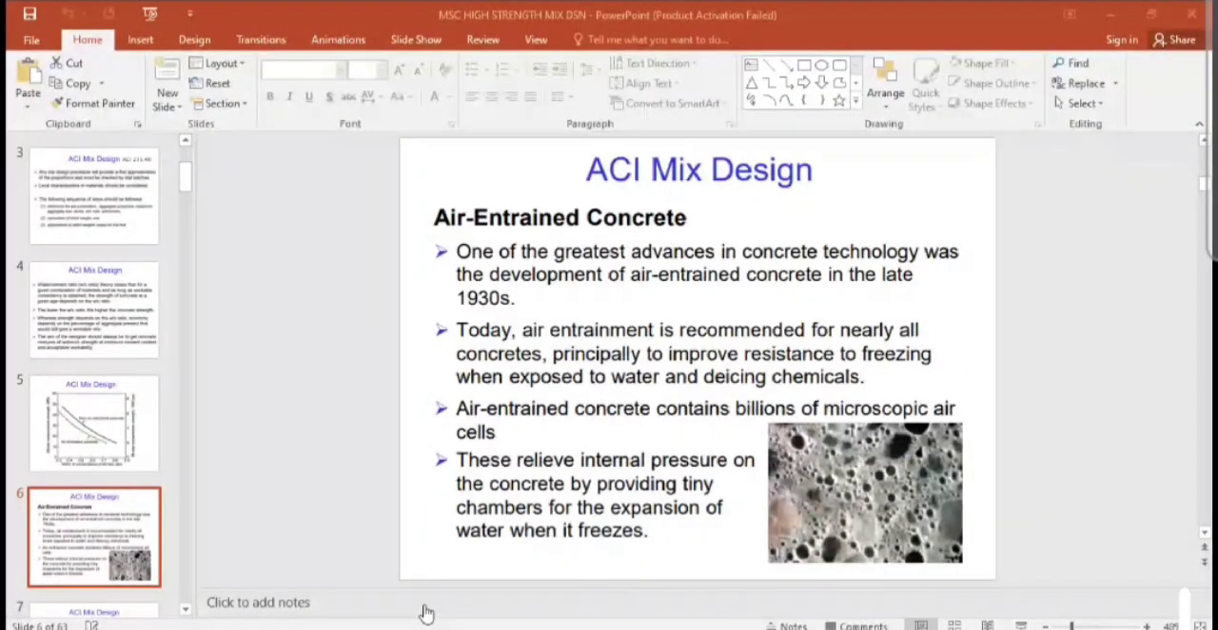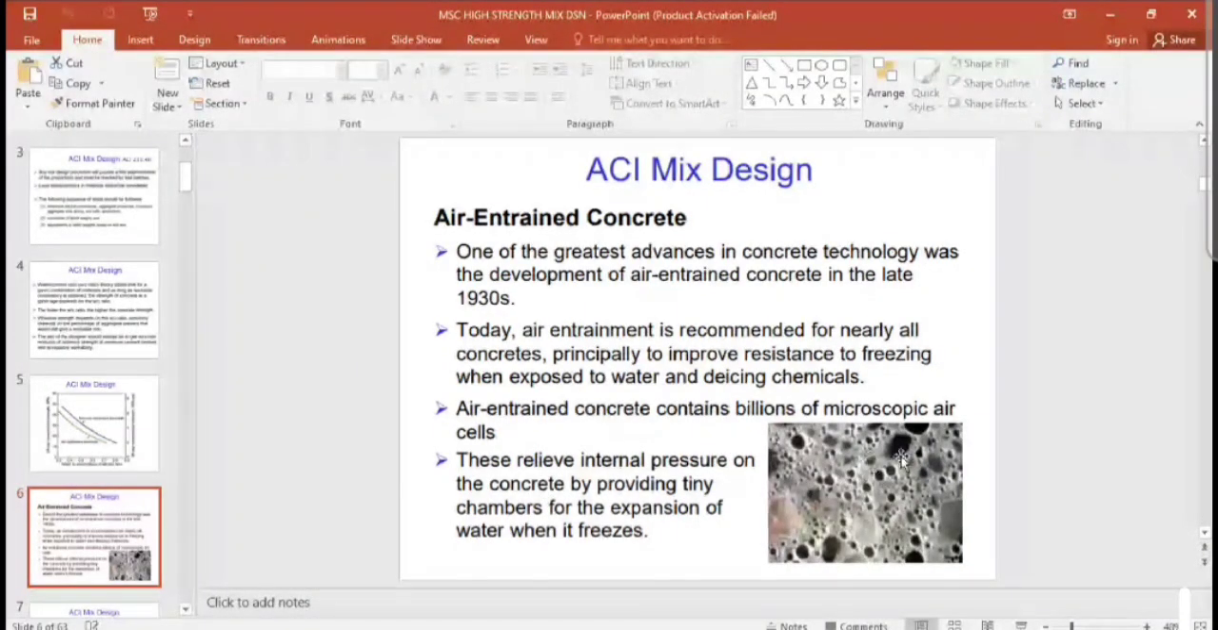Sir, water will expand, so the volume will increase. Yes, beta, when is it possible that this expansion comes? Sir, when water freezes in cold temperature. When we are in cold temperature, then there is freezing. So that freezing can cause the expansion.